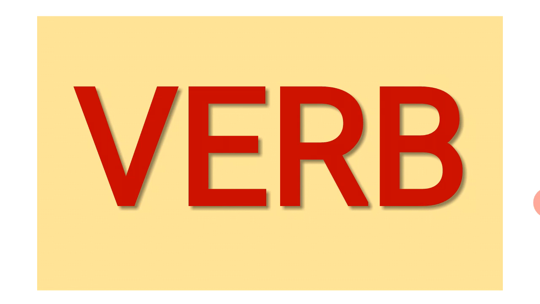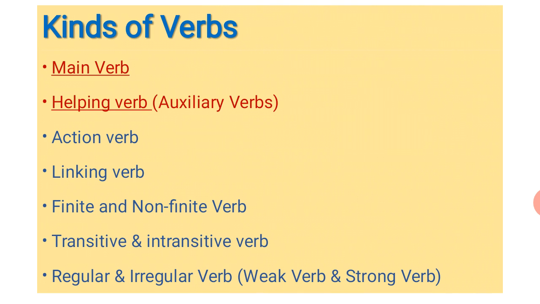So verb. What do you mean by verb? Actually, a verb is a word which tells or asserts something about a person or thing. That is called verb. So a verb which denotes an action or a state of being, that's called verb. So today we are going to see verb and kinds of verbs. After that, main verb and auxiliary verbs.